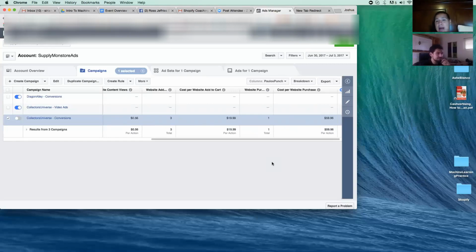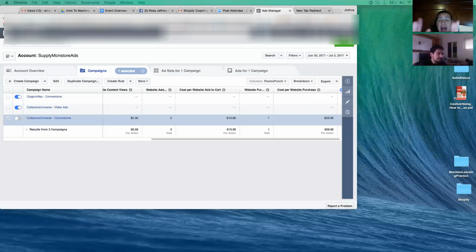And on top of that, by July 3rd, a red alarm should have gone up already, because you could see that the cost to add to cart is close to $20, which there's no way you could ever be profitable, because if it's costing you $20 just for someone to add to cart and you're selling this for $9, even with $4.99 shipping, you still wouldn't be profitable.